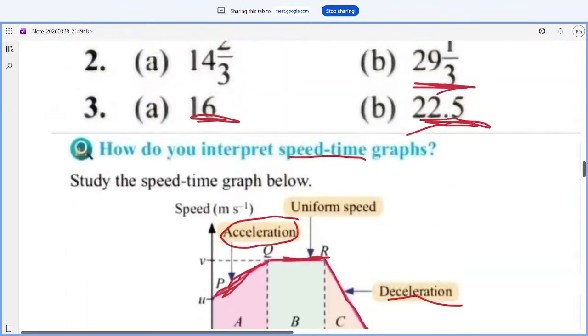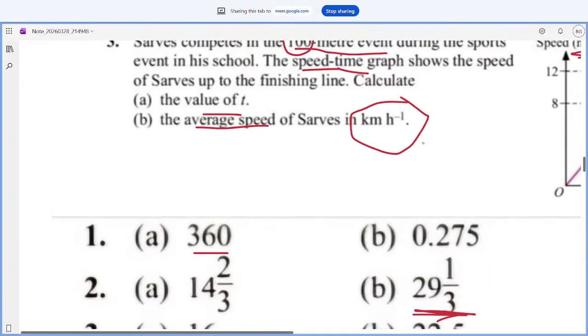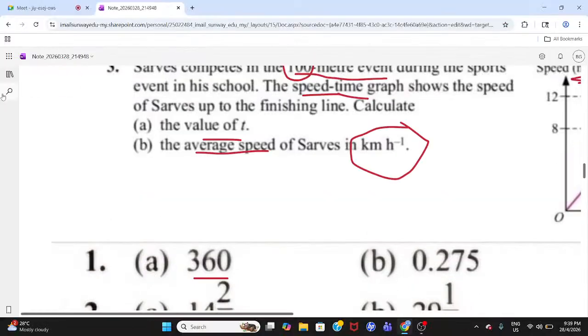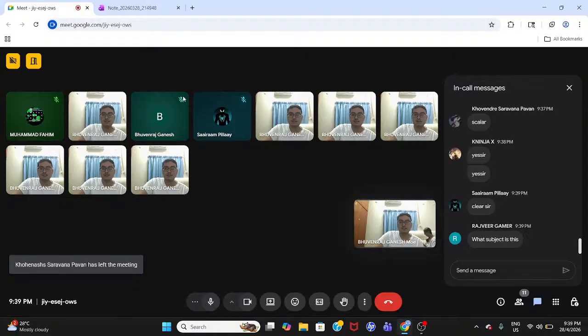Is it better for you guys? Clear? Jelas. Okay, that's good. Hopefully it helped you guys. What subject is it? It's maths, normal maths. This is normal maths.